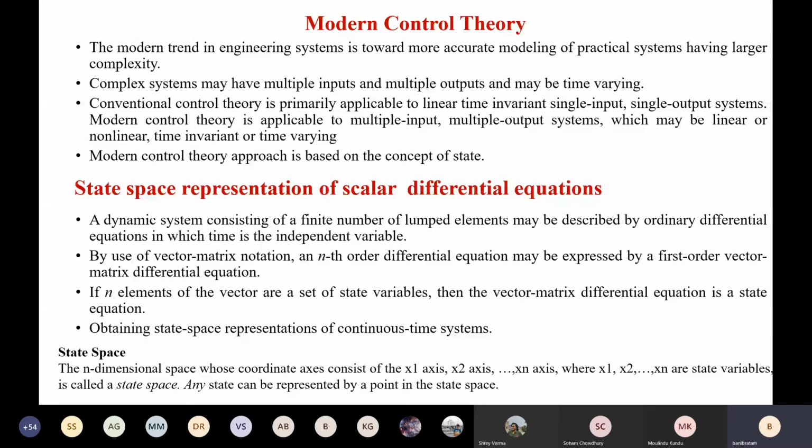But what I want to emphasize is that modern control theory is more general and its applicability is greater, and in modern control theory this state space concept is very important. Using this state space concept, I can convert one nth order differential equation into n first order differential equations, which will be easier to analyze, calculate, or carry forward the subsequent analysis.